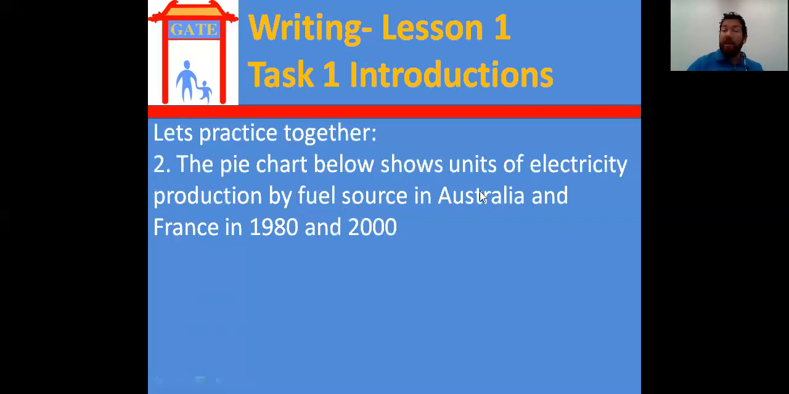Again, we could do both ways. We could say how much electricity Australia and France produced, or we could do the passive, how much electricity was produced. Here's a little thing as well, the "by fuel source". Maybe we don't need to include that. It doesn't necessarily have to. We don't have to tell them what all the categories are.